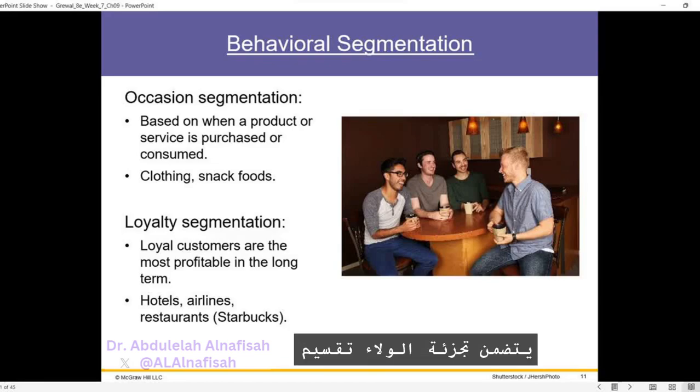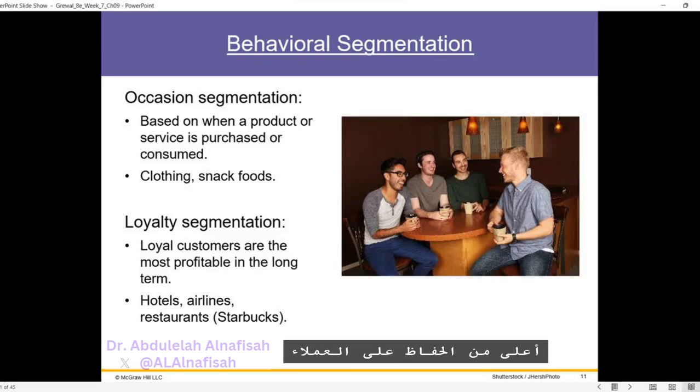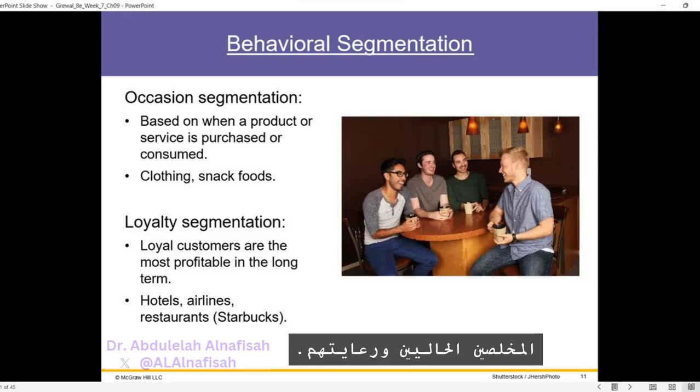Loyalty segmentation involves dividing customers based on their level of loyalty to a particular brand or company. Loyal customers are those who strongly believe that a particular firm can best meet their relevant needs, leading them to consistently choose that brand over competitors. These loyal customers tend to be more profitable in the long term, as the cost of acquiring new customers is typically higher than maintaining and nurturing existing loyal customers.